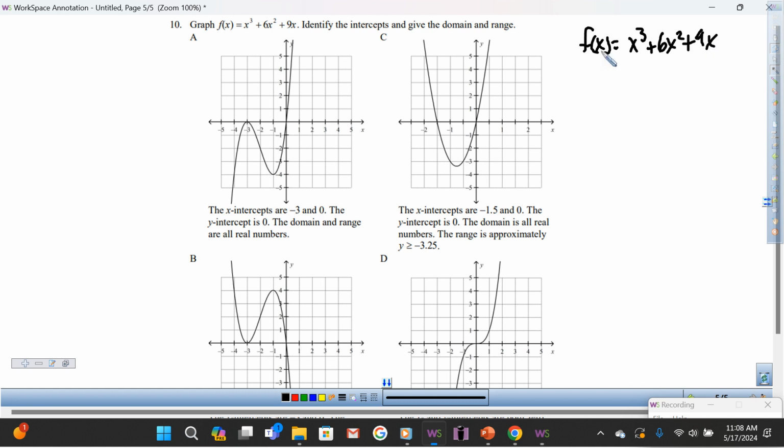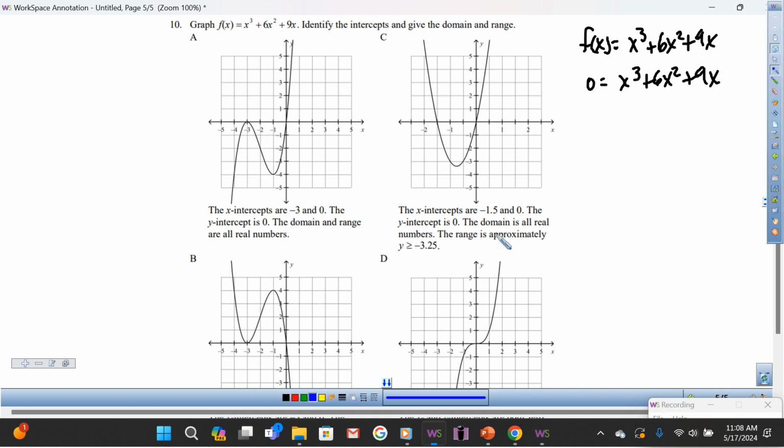Well, the first step is that we need to change f of x to 0: x cubed plus 6x squared plus 9x equals 0. Now, in order to graph a polynomial function, we need all the factors, don't we? So, first of all, look at it. What is the first thing we check? That it's in standard form, yes. Second, is there a GCF?